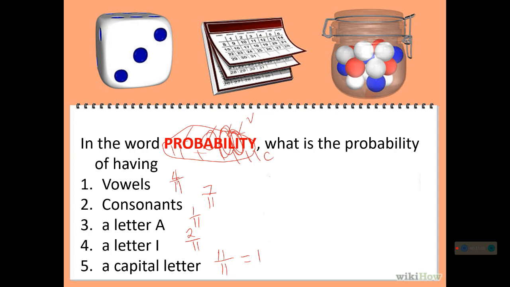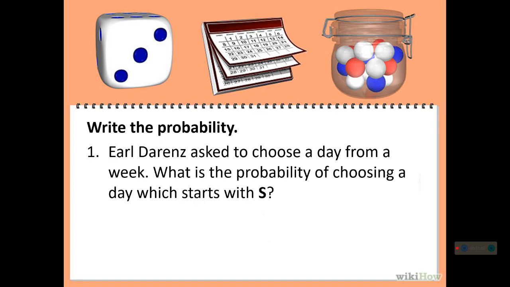Okay, question? Let's have different problems here. Earl Darren is asked to choose a day from a week. What is the probability of choosing a day which starts with S? We all know that we have 7 days, and the days that start with the letter S are only Saturday and Sunday. That's why you will have 2 over 7.